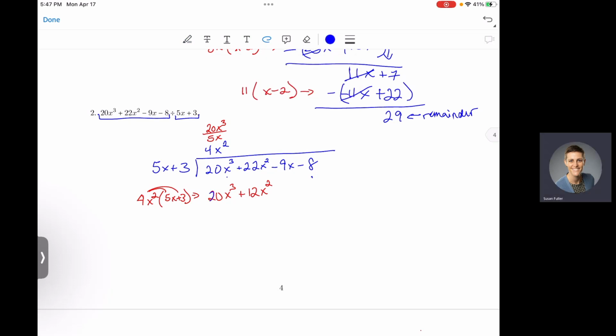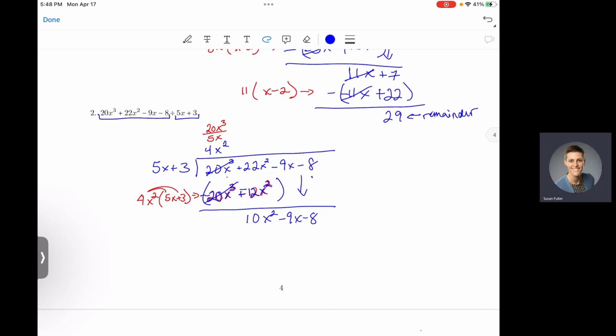Again, this should be blue. Apparently, I never remember to switch my color. Okay, and now that we do that, we're going to subtract the whole thing. 20x to the third minus 20x to the third, those go away. 22x squared minus 12x squared becomes positive 10x squared. And these guys will come down because we are subtracting 0.